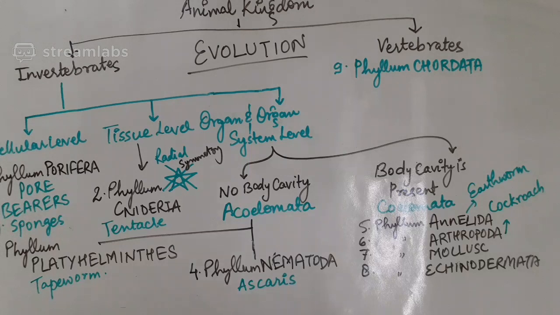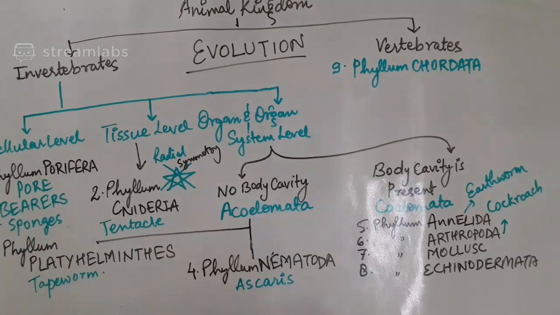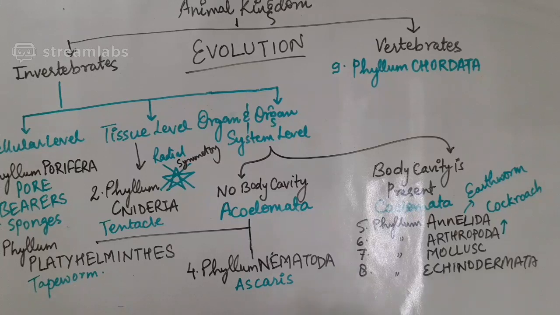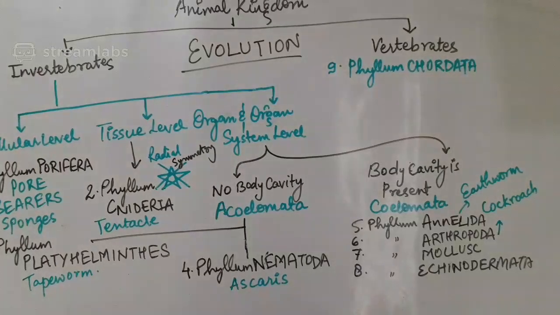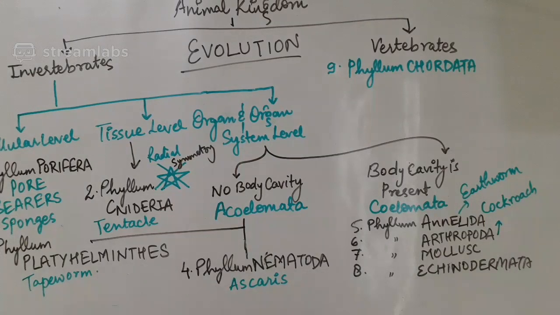So we'll be taking the phylum number 6 in the next class, because we do not have much time. We have crossed the limit. So after this we'll be studying it again in the next class. Next time we will also take the characteristics or features of all these phyla.